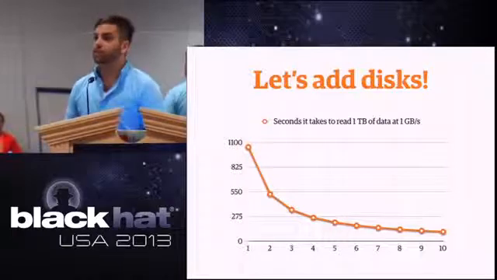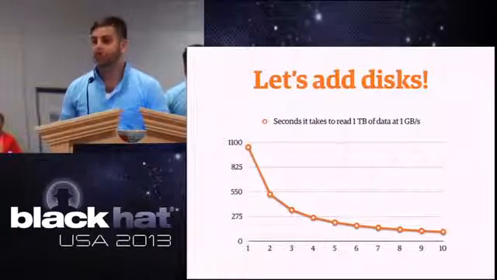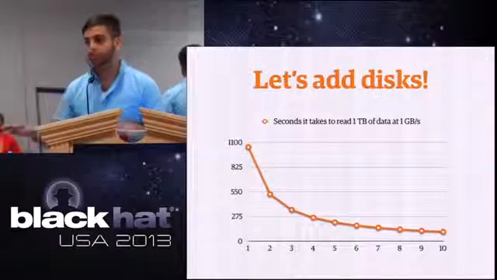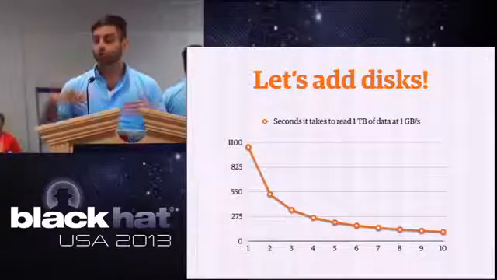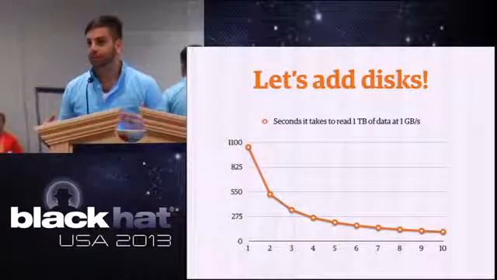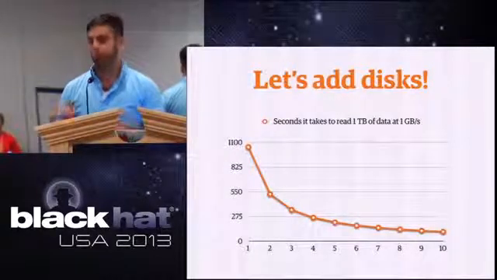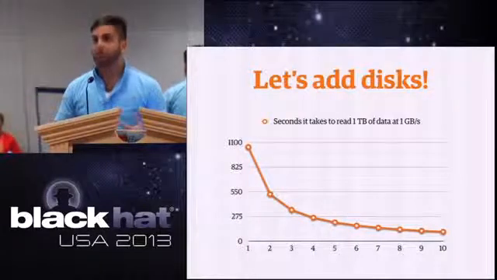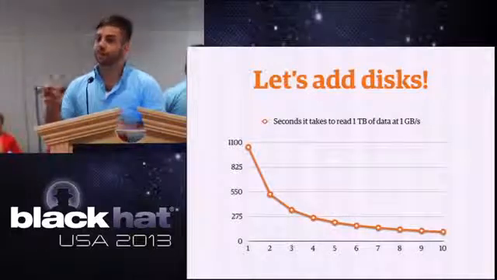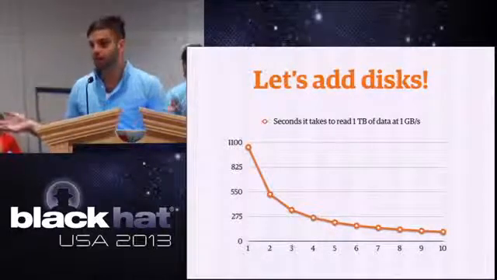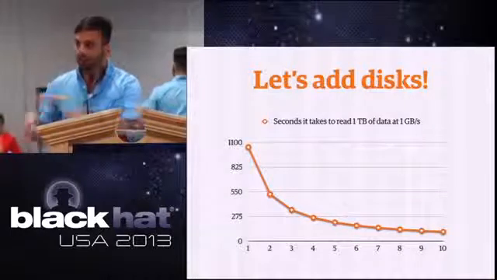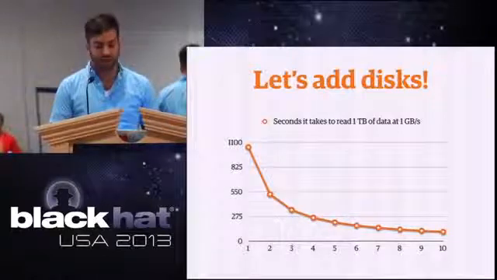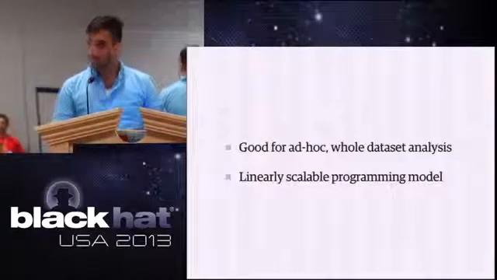So the idea is, let's say you have a terabyte of information and it takes n seconds to read it off of a hard drive. If you take that data and split it across 10 hard drives and read it concurrently at the same time, you can read it 10 times faster. It's a linearly scalable programming model. So the more disks you add, the faster you can read all this data. You can split the data across the array of disks. That sounds great. That's really cool.